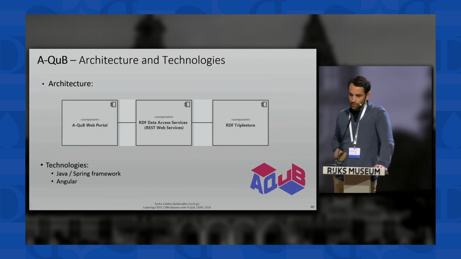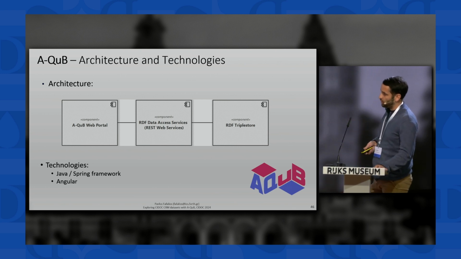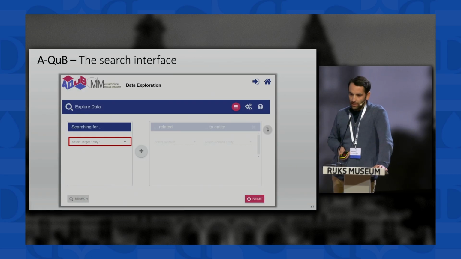So this is the architecture. It has the user interface, the web portal, which communicates with a set of REST web services, which in turn communicate with an RDF triple store. Okay. And this is the user interface.